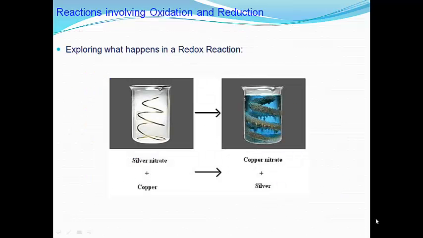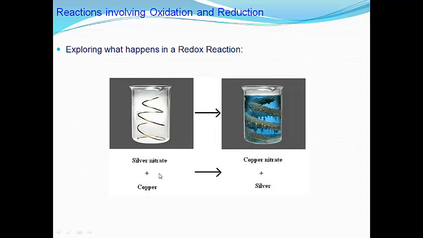Now we're going to start out by looking at this reaction. What essentially is occurring in a redox reaction? Here we have a beaker of a solution of silver nitrate, and we can see that the solution is colorless, and we have a coiled wire of copper submerged. After some time, we see that the solution turns blue, and the coiled wire is coated with a thick layer of a solid, which in fact is silver.